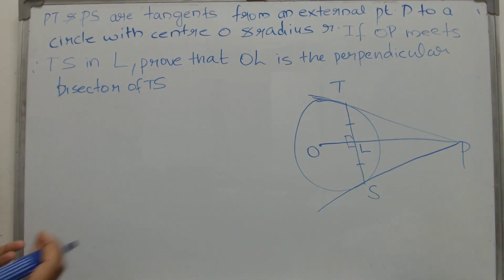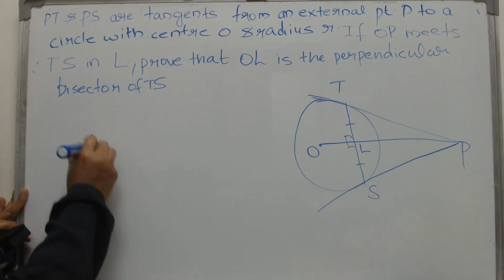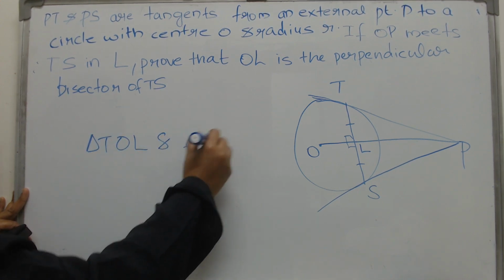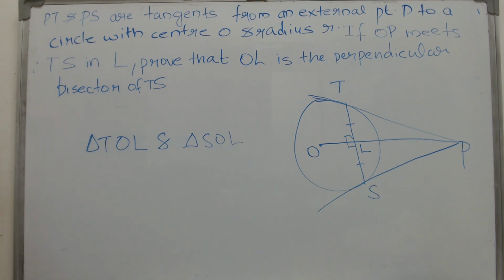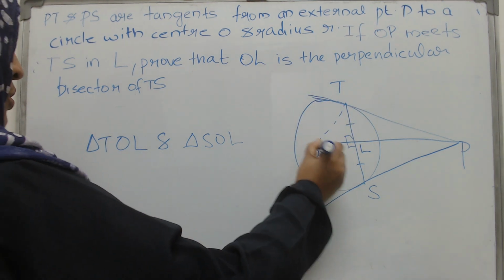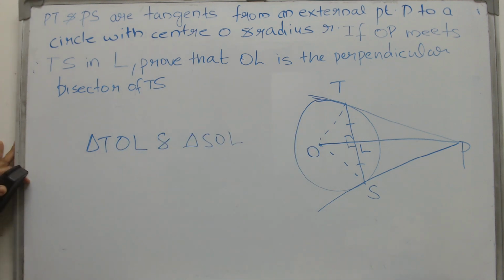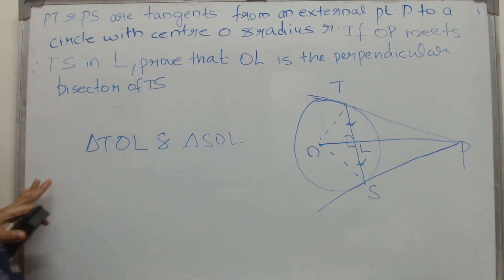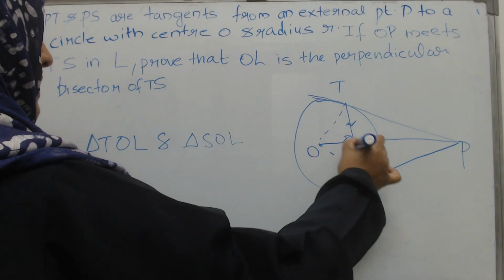And now, how do we get to that point? What if we consider the triangle TOL and SOL? Then it is enough to prove that these two triangles are congruent, right? Then what will happen if we prove that these two triangles are equal? Then by CPCT, these two sides will be equal and these two angles will be equal.